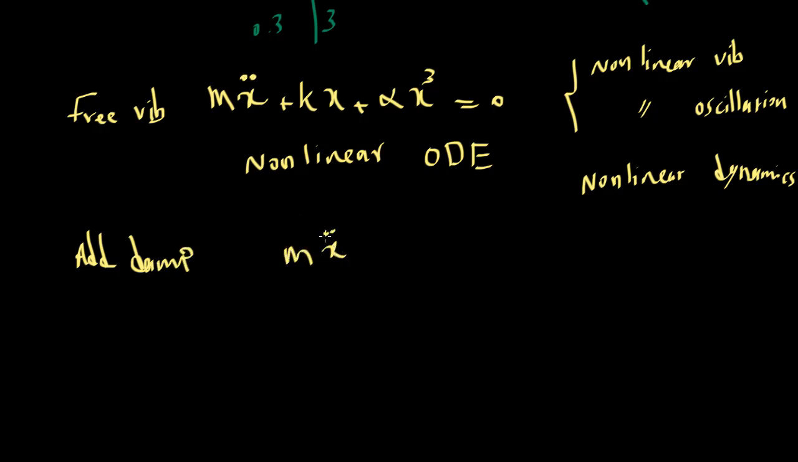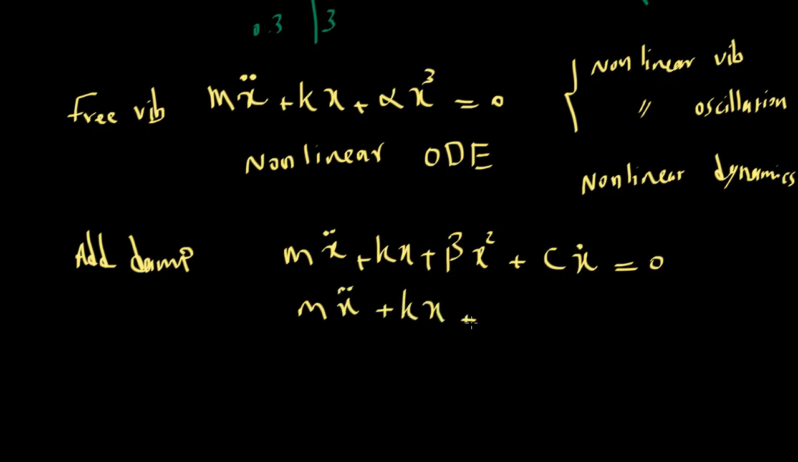So it would be something like this: m x double dot plus k x plus, let's say, beta x squared, plus, I forgot the damping term, c x dot, is equal to 0. Or sometimes in nonlinear vibration, you have a damping force that is nonlinear. So the spring is linear, k x, but the damping term, for example, is c x dot, let's say x dot squared here. So that's your damping term.